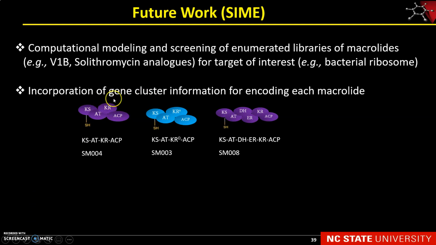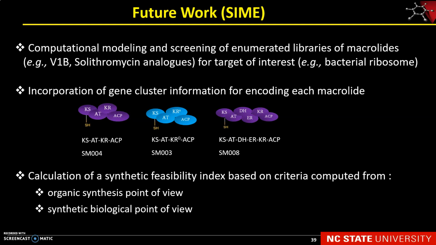So what I wanted to do is incorporate gene cluster information for each macrolide. So for example, you will provide a macrolide into this software, and it will use a certain heuristic or an AI-based algorithm, and it will predict the enzyme sequence associated with that.